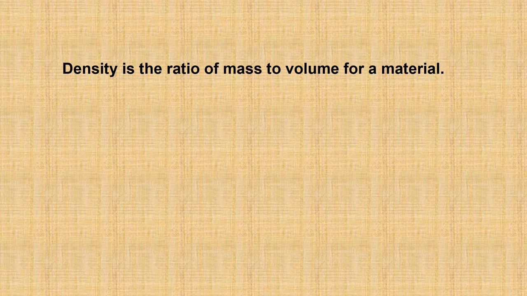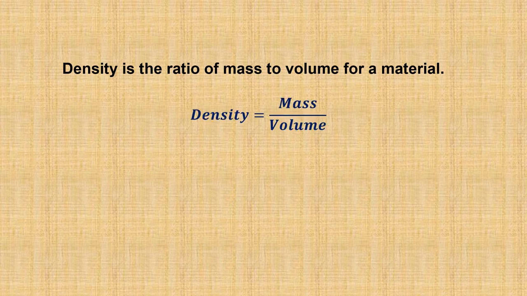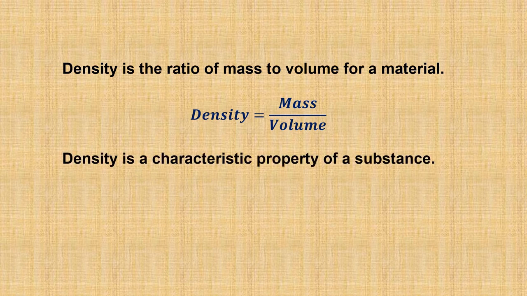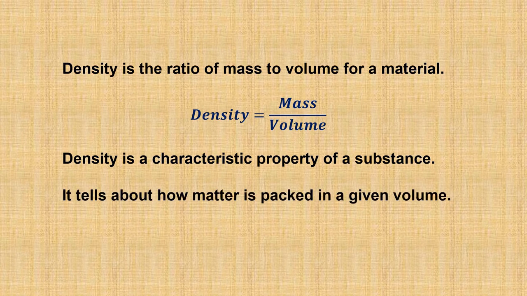Density is the ratio of mass to volume for a material. We can define density as mass divided by volume. Density is a characteristic property of a substance. It tells about how matter is packed in a given volume. If the density is larger, more atoms and molecules are packed in a given volume. If the density is smaller, atoms and molecules are packed loosely. Solids are more tightly packed than fluids.